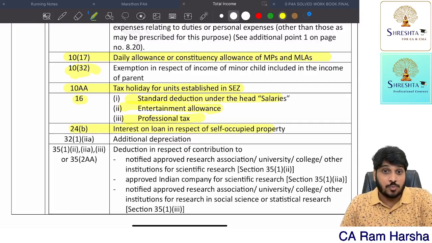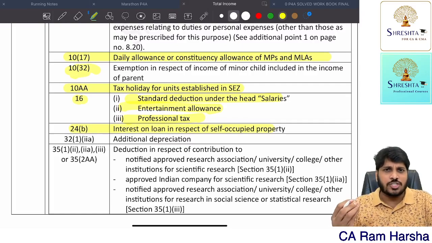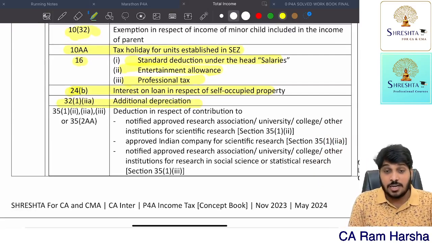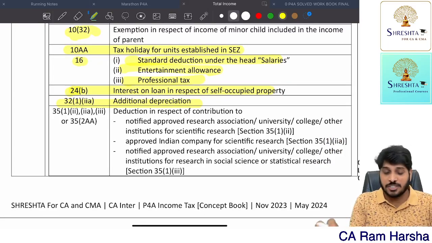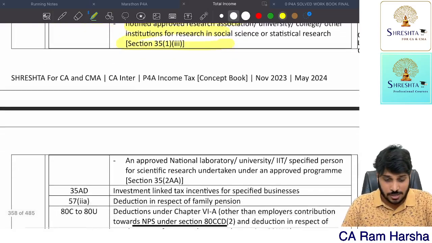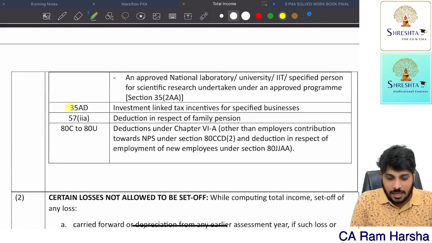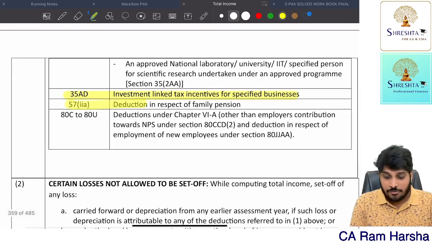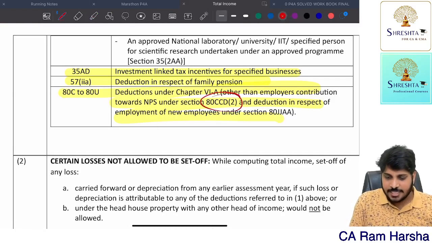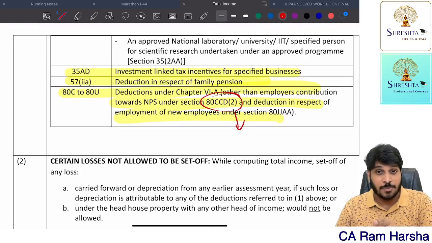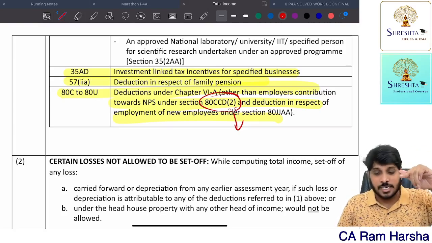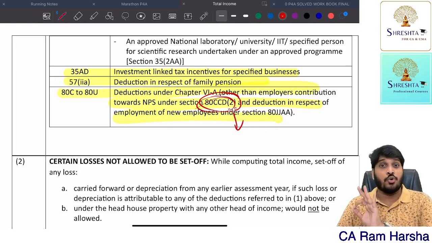Under 24(b), suppose you have a self-occupied house property with a housing loan. You should not claim interest on housing loan deduction for self-occupied property. You should not claim additional depreciation, not normal; normal you can claim. Donations to scientific research associations, social associations, all that you should not claim. Deduction under 35AD you should not claim. Family pension deduction you cannot claim. Deduction under the entire Chapter VI-A, except 80CCD(2), employer contribution to the National Pension System. 80CCD(2) employer contribution is first treated as salary, then you can claim deduction.